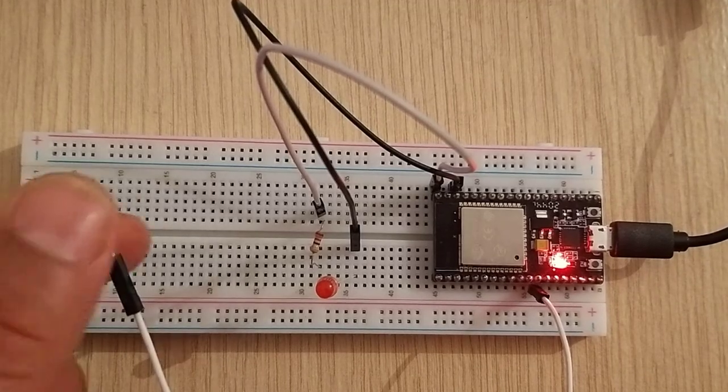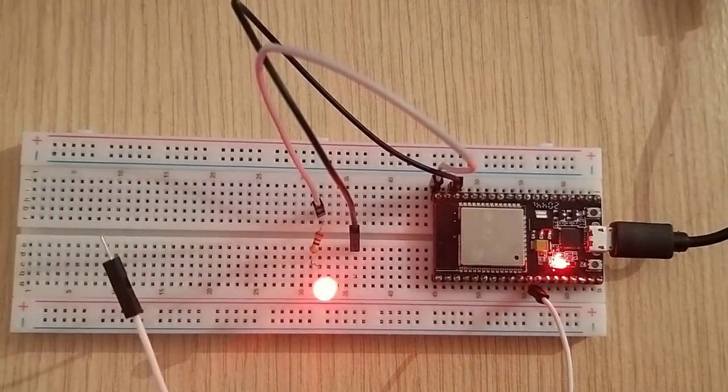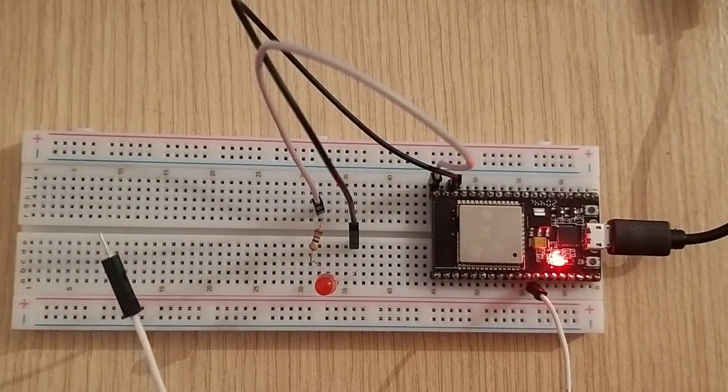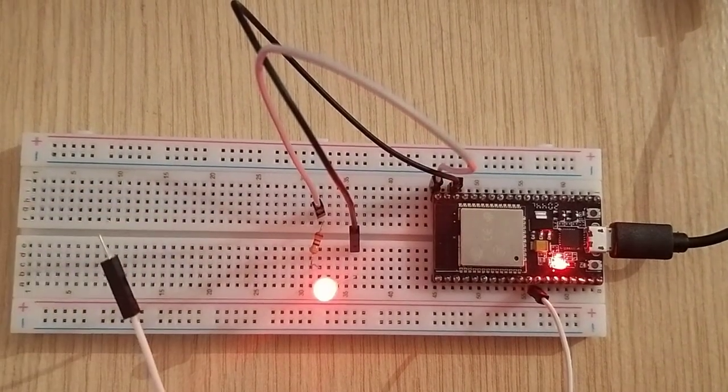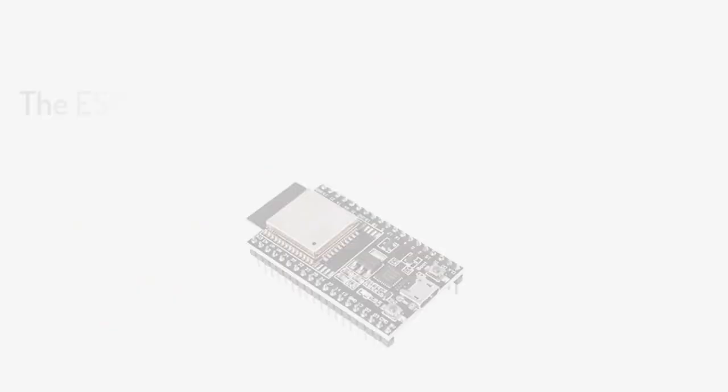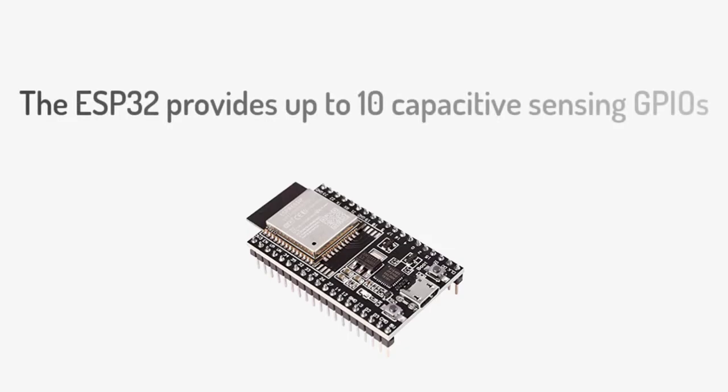In this video we will see how to use ESP32 touch pins with MicroPython. In this example, if you touch pin 4, the status of the LED is reversed, LED off becomes on and LED on becomes off.